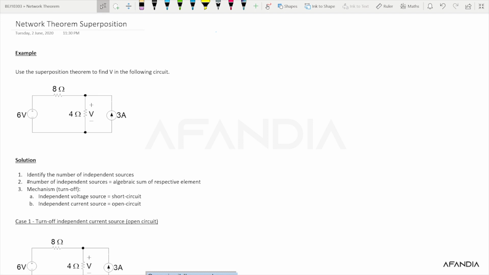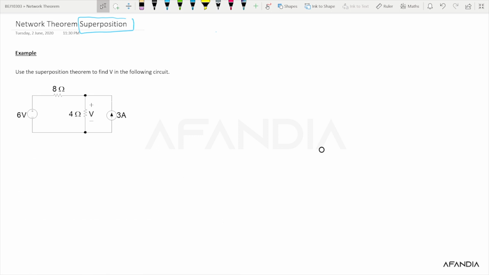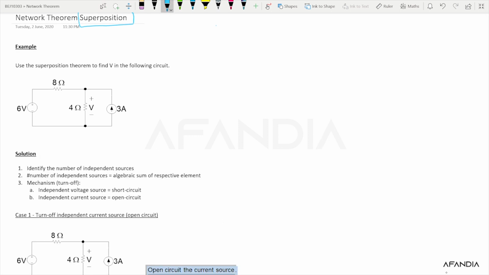We are going to discuss an example of superposition. For example, we have this question: use the superposition theorem to find V. Where is V? V is here at the 4 ohm resistor.